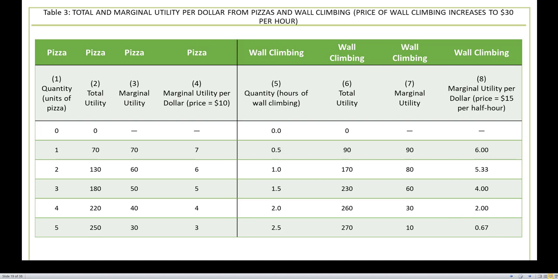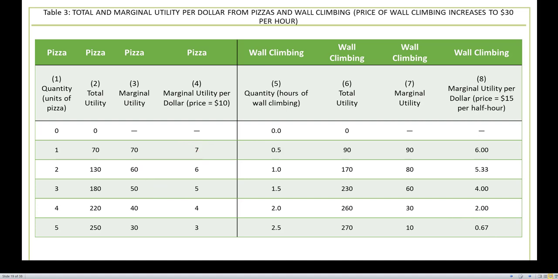So how do we find our optimum consumption bundle? We do the same techniques. If you were the rational consumer in this instance, where would you spend your first money? Pizza or wall climbing? You would go ahead and spend your first money towards your very first unit of pizza because 7 is bigger than 6. Remember, before, you would spend your first money towards wall climbing, but now because the price of it has increased, you are now having a bigger bang for your buck with pizza. So you spend your first $10 for pizza.